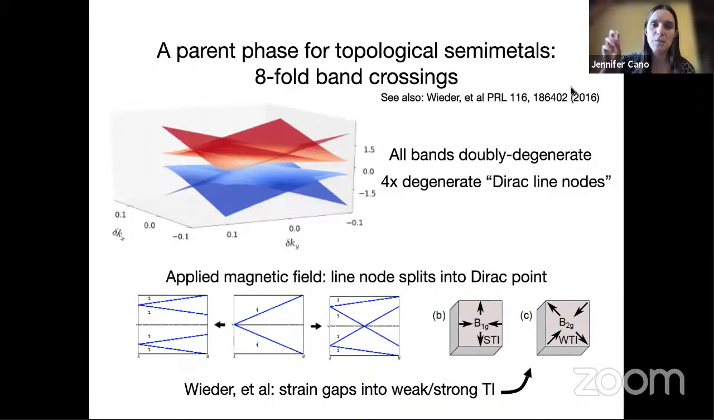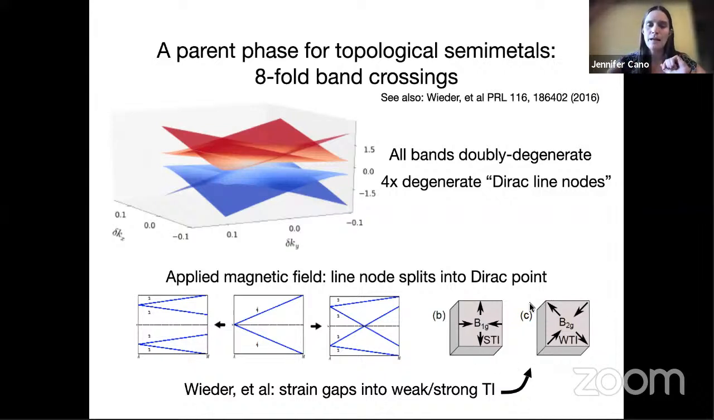These so-called double Dirac fermions were also predicted at the same time out of Charlie Kane's group with Ben Wieder. And so there, the interesting thing that they pointed out, which we also elaborated on, is that you can think of this eightfold degeneracy as some kind of parent state, which has a lot of different topological states embedded in it. And you can realize those by applying different types of perturbations.